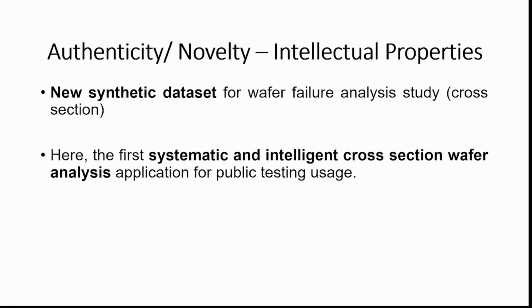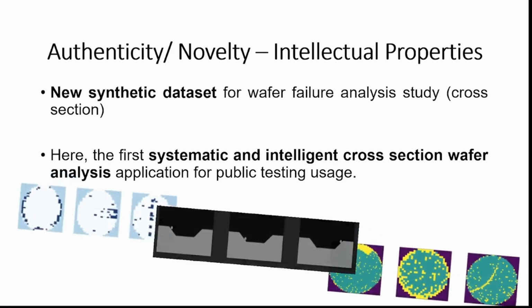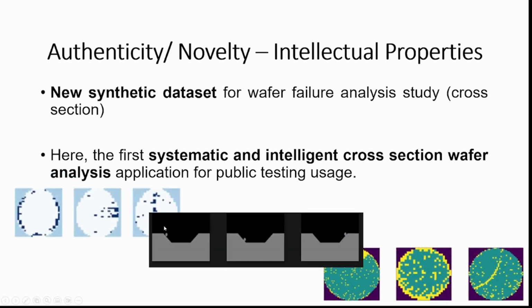Nowadays, there are limitations of cross-section image datasets, whereby we only have the round shape of wafer from the top, so the blue, white shaded images, and this one green, kind of yellow and black shaded. So this is our proposed one. We have the cross-section wafer datasets. Here is the first systematic and intelligent cross-section wafer analysis application so far for public testing usage.